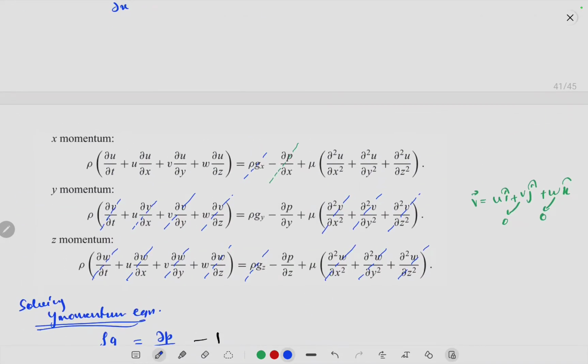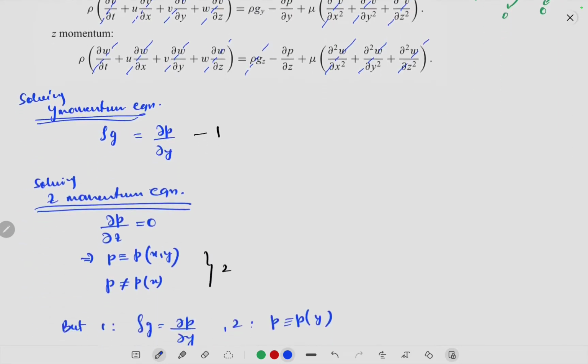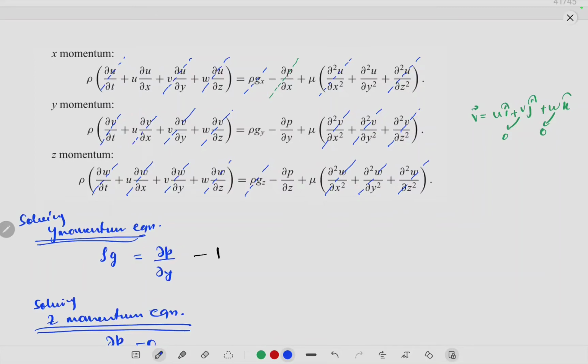Wherever v and w are there, just put them 0 since they are 0. This will be 0, this will be 0, and since it's a steady state flow, this will be 0. ∂²u/∂x² will be 0. Why? Because we argued that u is not a function of x, u is only a function of y, so this term will also be 0. We'll be left with rho u ∂u/∂x equal to mu ∂²u/∂y². But u is not a function of x, so this will also be 0.